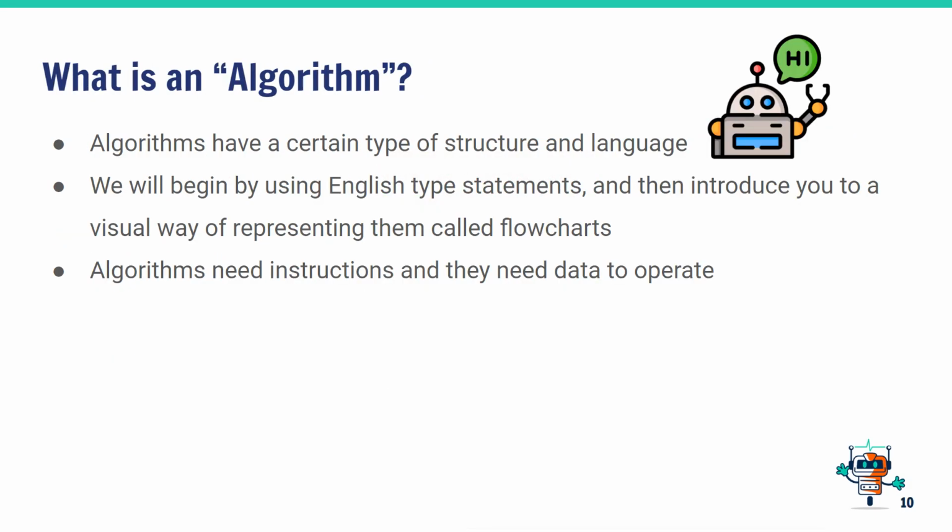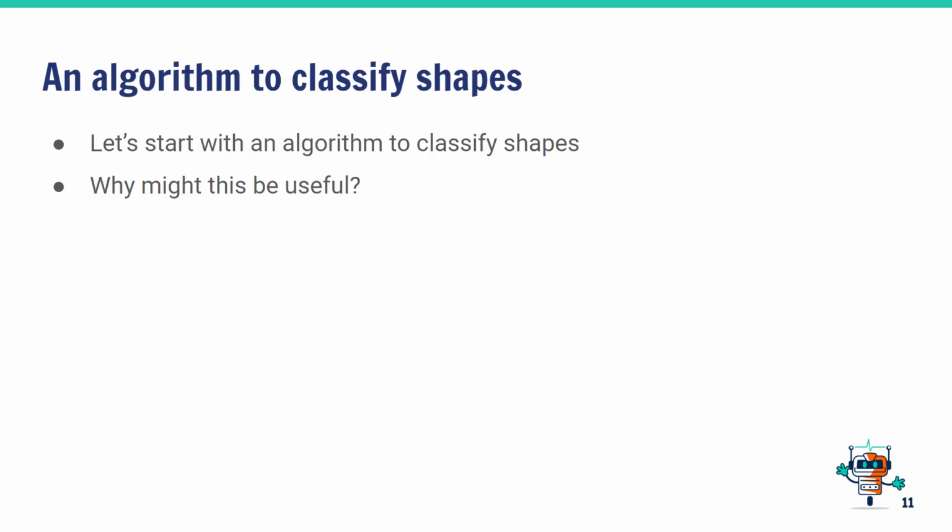Algorithms also have a certain type of structure and language. So we'll begin by using English type statements and then introduce you to a visual way of representing algorithms called flowcharts. Let's start with an example algorithm together, which is an algorithm to classify shapes.